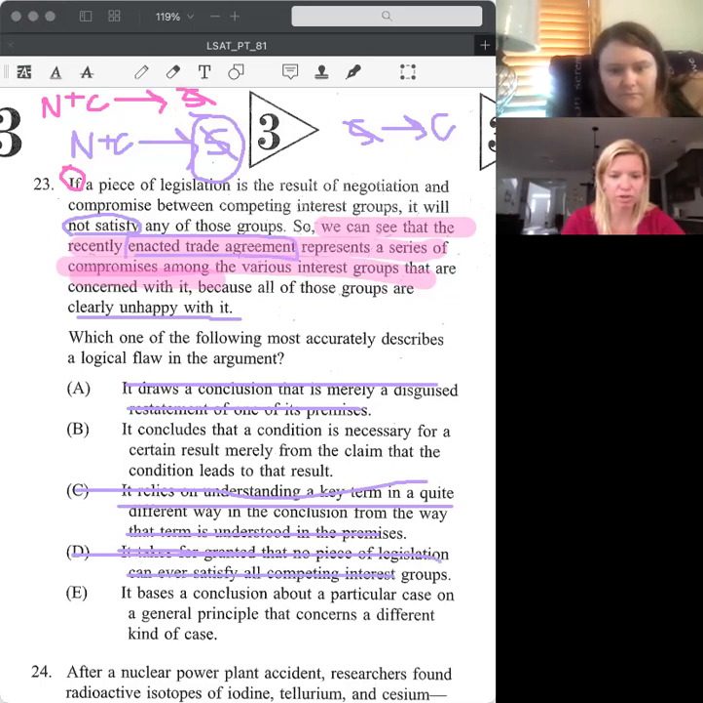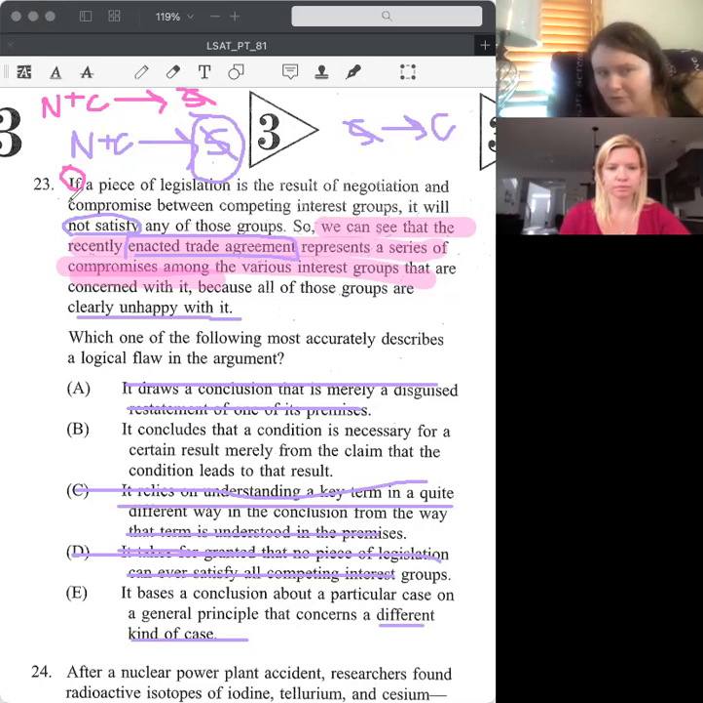It bases a conclusion about a particular case on a general principle that concerns a different kind of case. No, because our general principle is not a different kind of case. I would say that this general rule here can definitely be applied to this. We just take it, no, we reverse it.